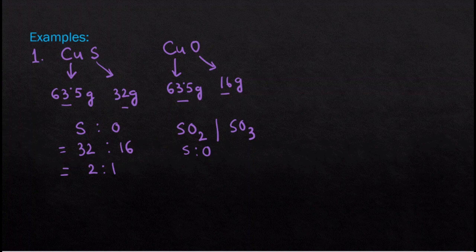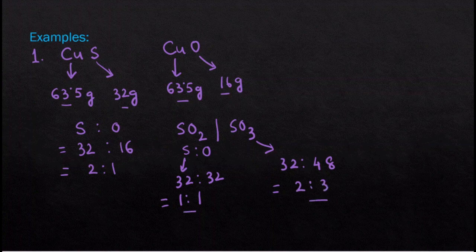For sulfur dioxide, the mass ratio is 32:32. That means 1:1. For sulfur trioxide, it is 32:48, which means it is 2:3. Now let's compare these two ratios with the standard one.